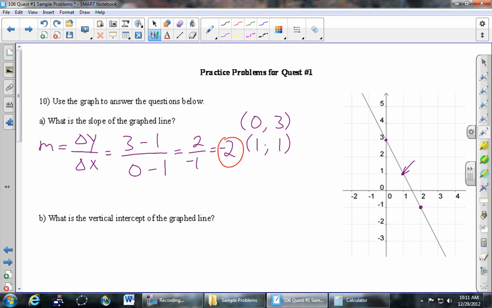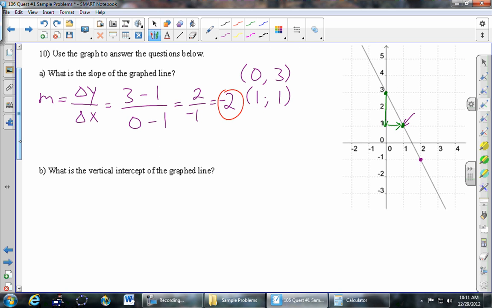Slope is negative 2. If you're comfortable with the idea of slope being rise over run, then you can probably do it without writing down all of those calculations. So if, again, I pick the 2 points that we talked about before. So the rise, we got to go down 2, negative 2. And then the run, we have to go 1 to the right, positive 1. So the slope is still negative 2 over 1.